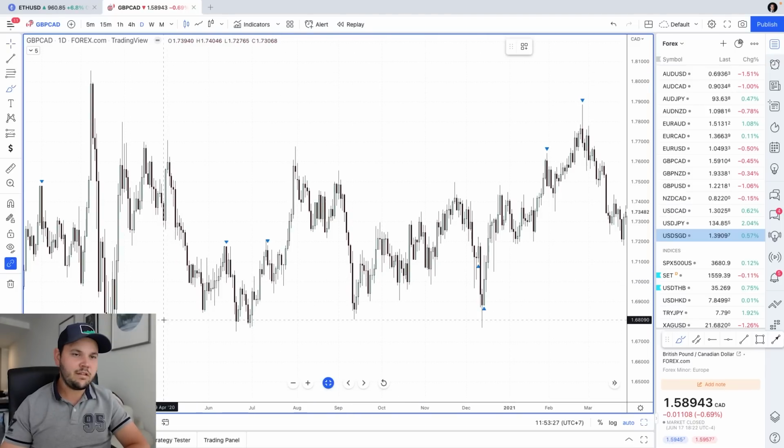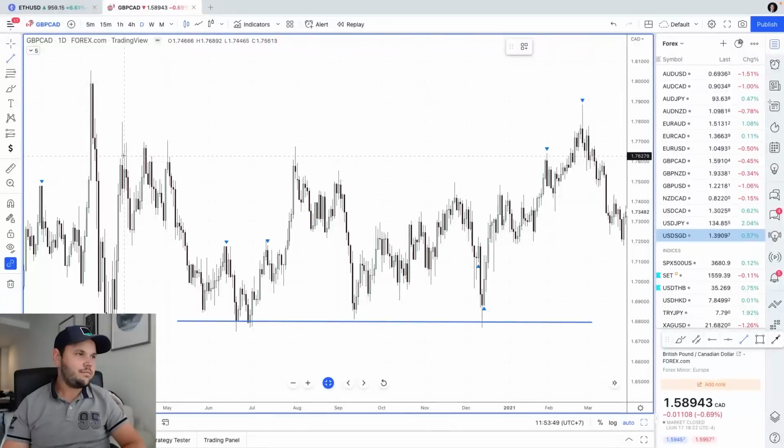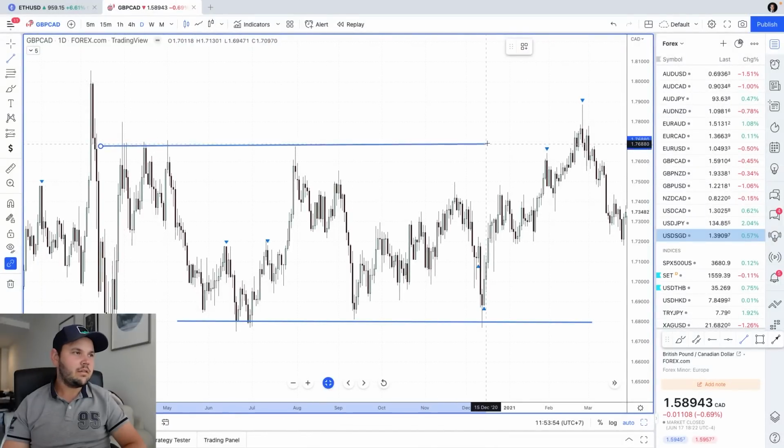2020, 1.68 is our support here in this market. At 1.68, here we go. Perfect. Our support is here. We have a nice range. Our resistance is going to be over here, 1.70.